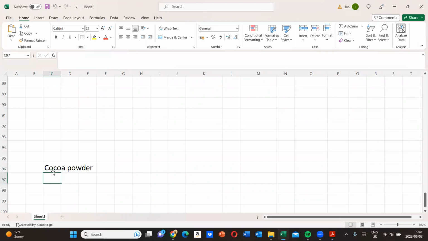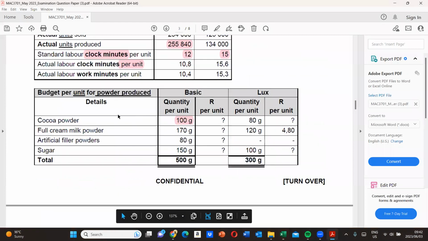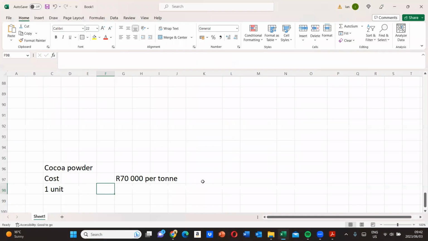Cocoa powder costs 70,000 rand per ton. Now, how many grams of cocoa powder does 1 unit require? Here we are told we need 100 grams of cocoa powder. So 1 unit is equal to 100 grams, which is 0.1 kgs. So 1 unit needs 0.1 kgs.